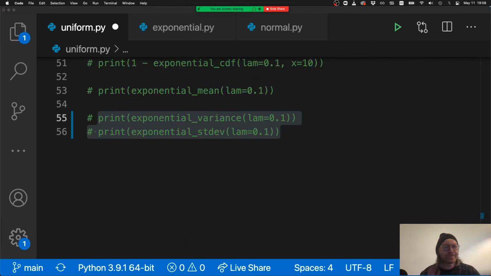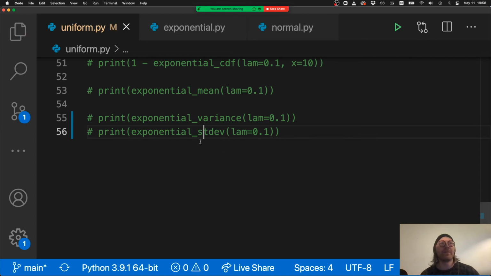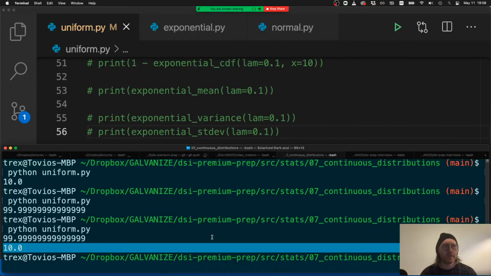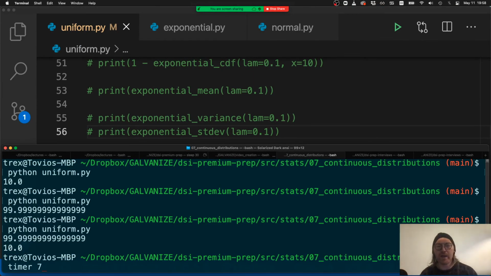The main thing that I want you to get out of this is that you can use the exponential distribution to model the time between Poisson events. Okay, so let's take 7 minutes, and when we come back, we'll look at the normal distribution.